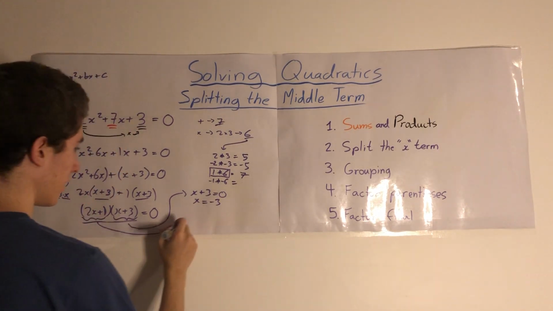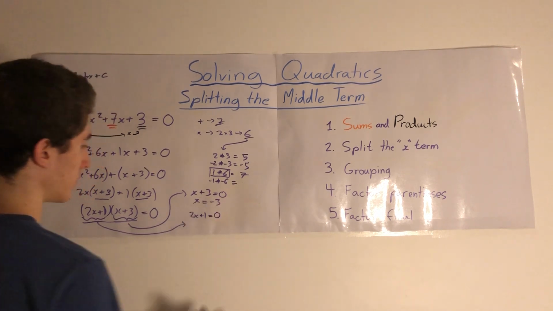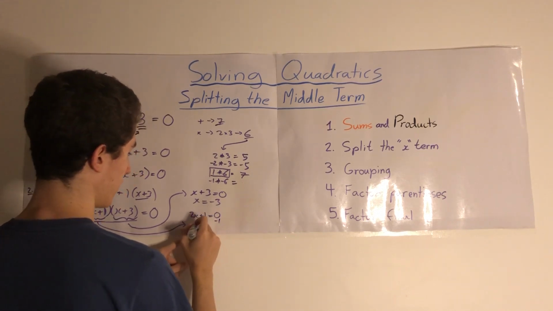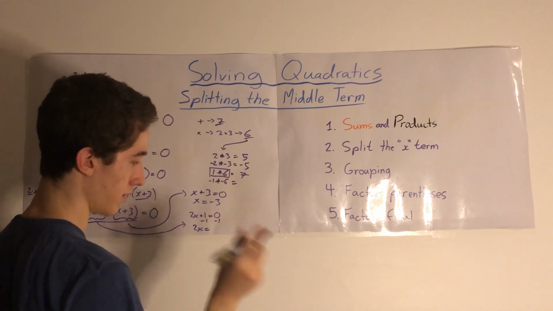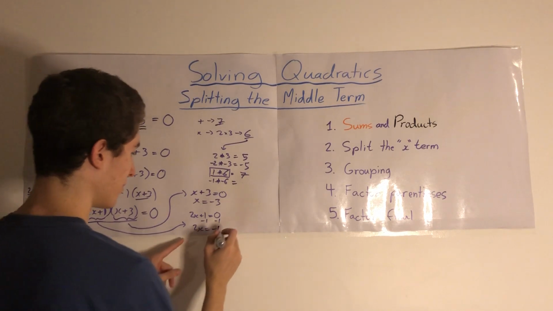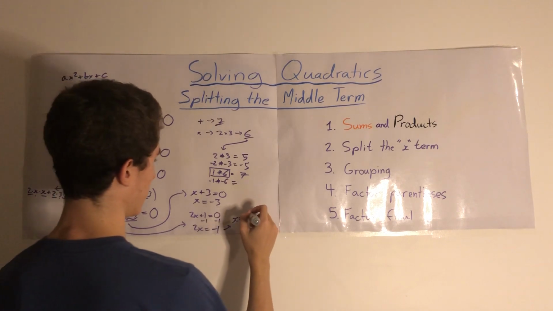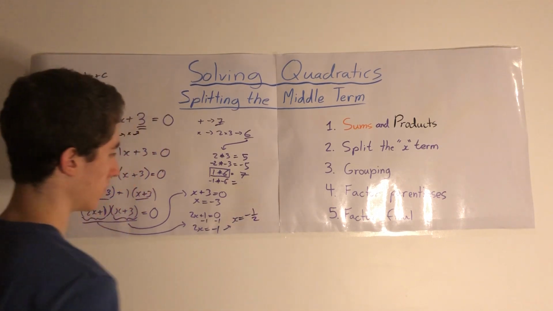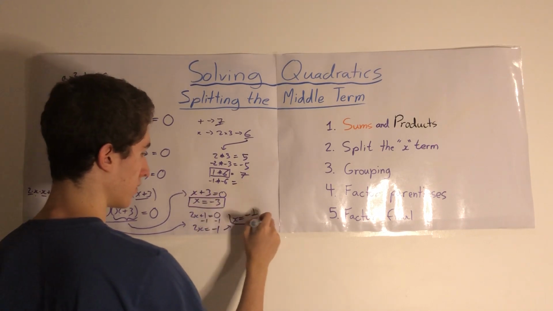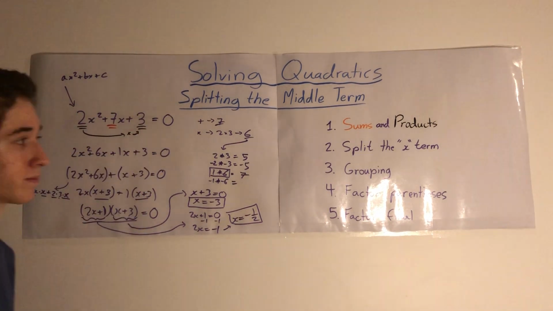Then we do the same for the other factor, 2x plus 1 equals 0. And again, solving it like a normal equation, starting by subtracting the 1's, because we have a video on solving equations as well. Check that out. Then multiply by 2 gives us x equals -1/2, right? And these are our two answers for x in this quadratic equation, okay?